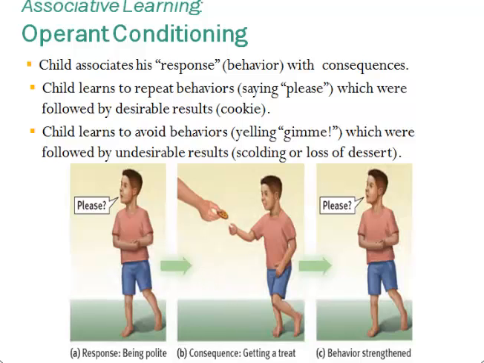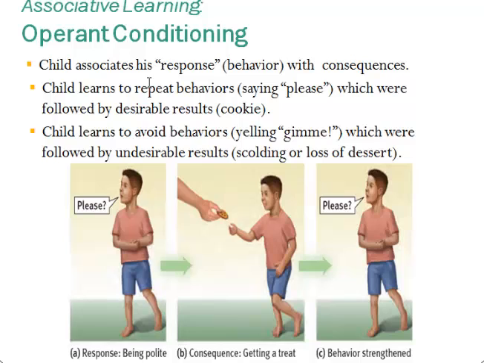Until now, we've been discussing classical conditioning. Operant conditioning is conditioning that is taught by reward or punishment. A child associates response with consequences, behavior with consequences.